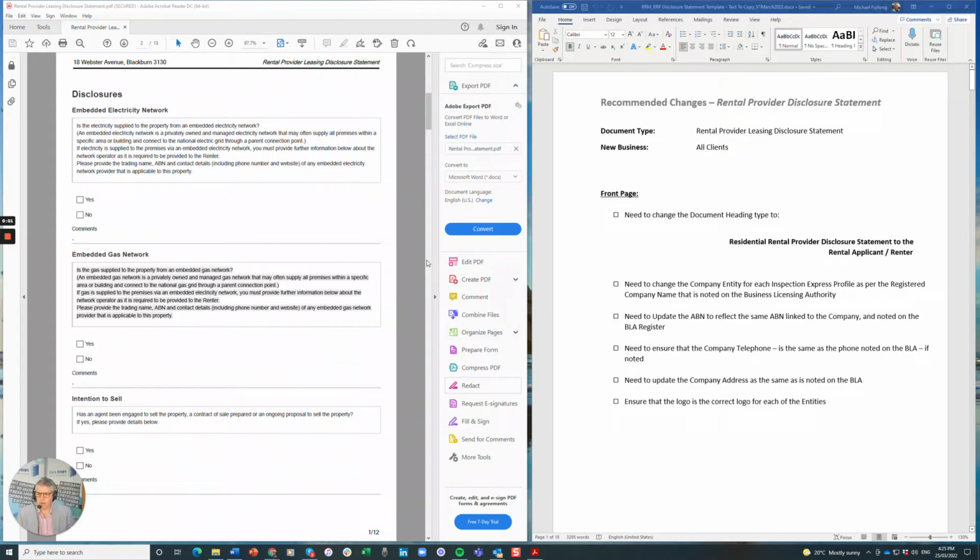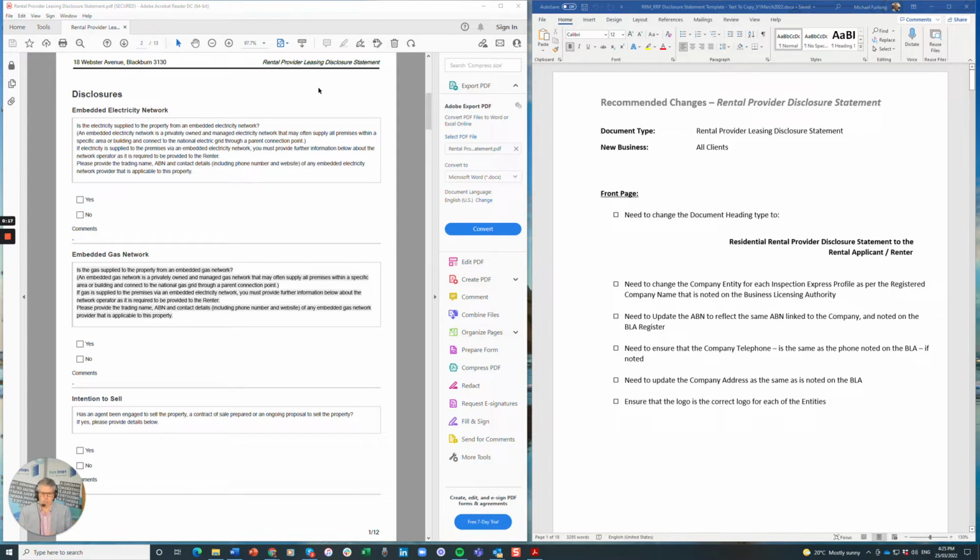During this training video on how to modify the documents for Inspection Express, I'm going to go through the disclosure statement. Now, to explain, there are a couple of times that this needs to be used.